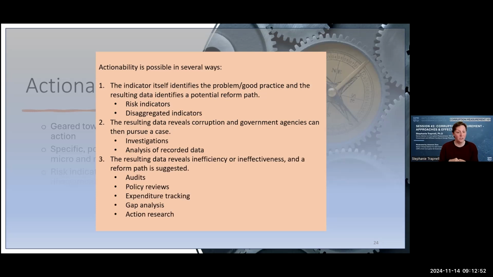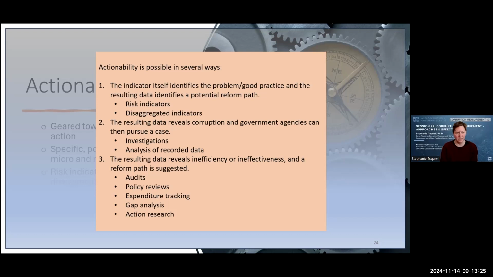A third way you can be actionable is the resulting data reveals an inefficiency or an ineffectiveness, and the reform path is suggested. And this works with audits, policy reviews, expenditure tracking, gap analysis, and action research. So these 5 types of measurements and the indicators that come out of them or are used to generate them are really helpful for working on institutional failure, inefficiency, and processes and programs that aren't working.